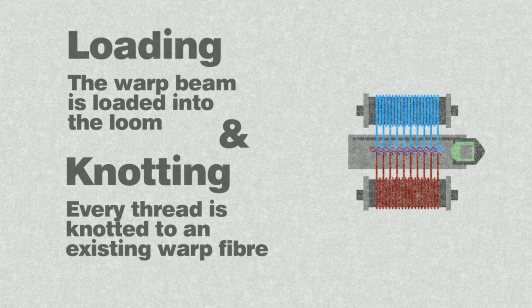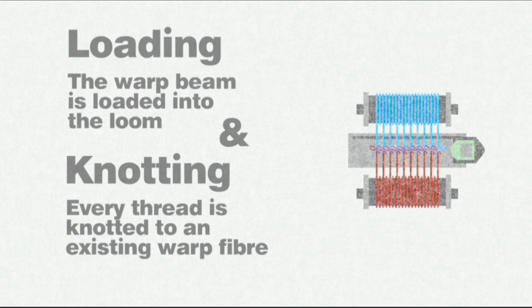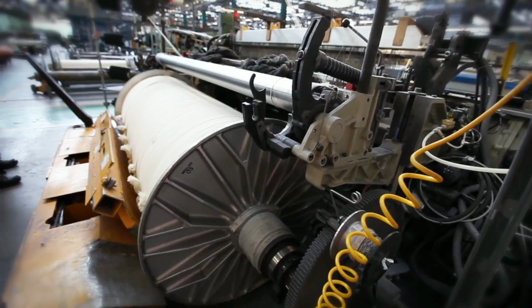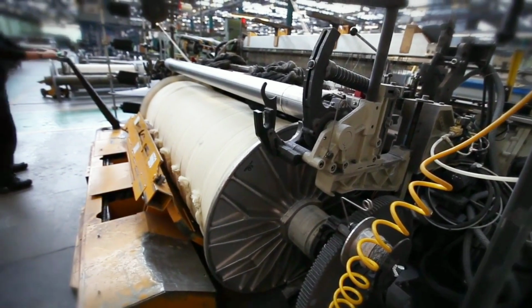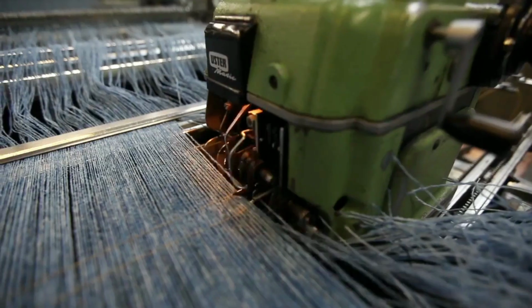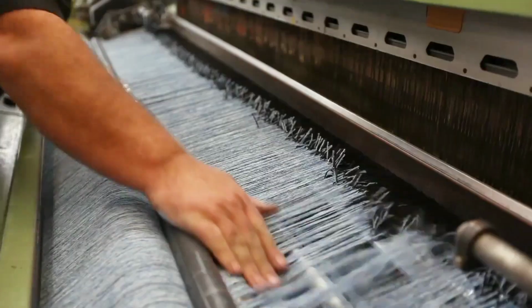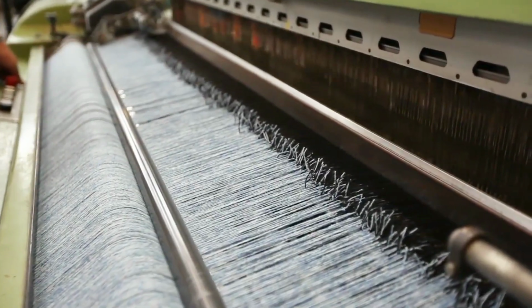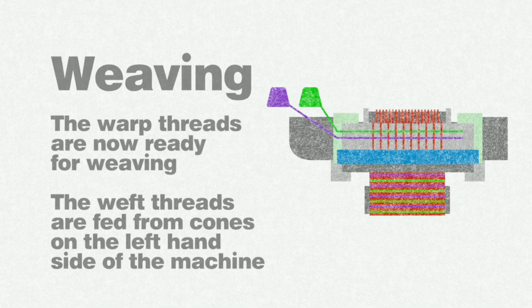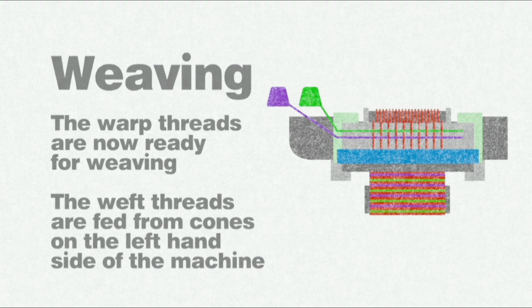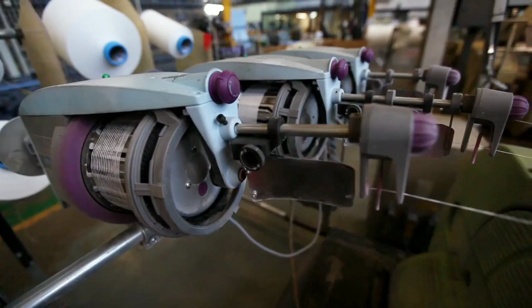Loading: the warp beam is loaded into the loom, and knotting: every thread is knotted to an existing warp fiber. Weaving: the warp threads are now ready for weaving. The weft threads are fed from cones on the left-hand side of the machine.